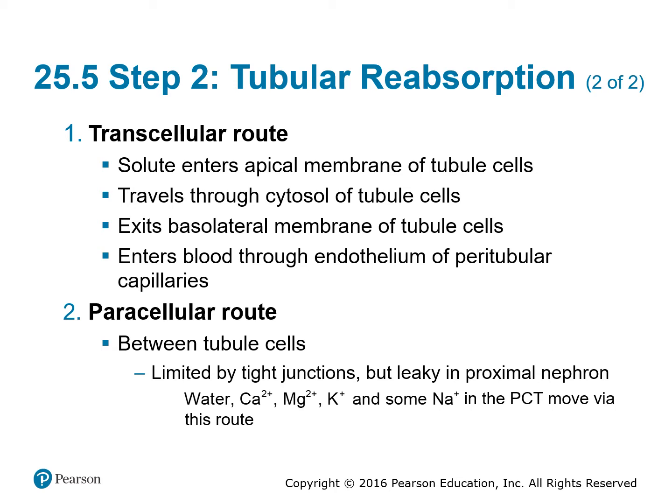Number 2, our paracellular route. It goes between tubule cells, limited by tight junctions, but leaky in the proximal nephron. The nephron is the parenchymal unit of the kidney, remember. In nephron, you'll see N-E-P-H-R as the word root meaning kidney. Like a nephrologist is the doctor that specializes in kidneys. So what are we looking at here? We're looking at water, calcium, magnesium, potassium, and sodium in the PCT moving via this paracellular route right here.